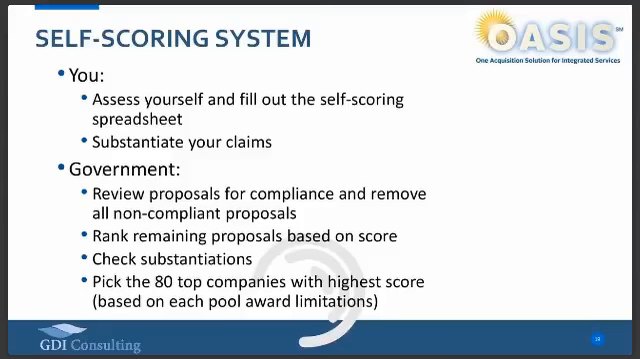Then the government starts to first remove anything that is non-compliant as far as the way you have prepared the proposal. Then they rank the proposals based on the score. Then they check the substantiations to make sure that the scores that you have claimed are correct. And then they pick the top 80 companies. Here we're talking about 8As, top 80 8A companies based on each pool's award limitations. For example, as I said, pools 1 and 3 have the highest number of awardees. So depending on which pool you have presented your proposal for, they'll check and pick you.